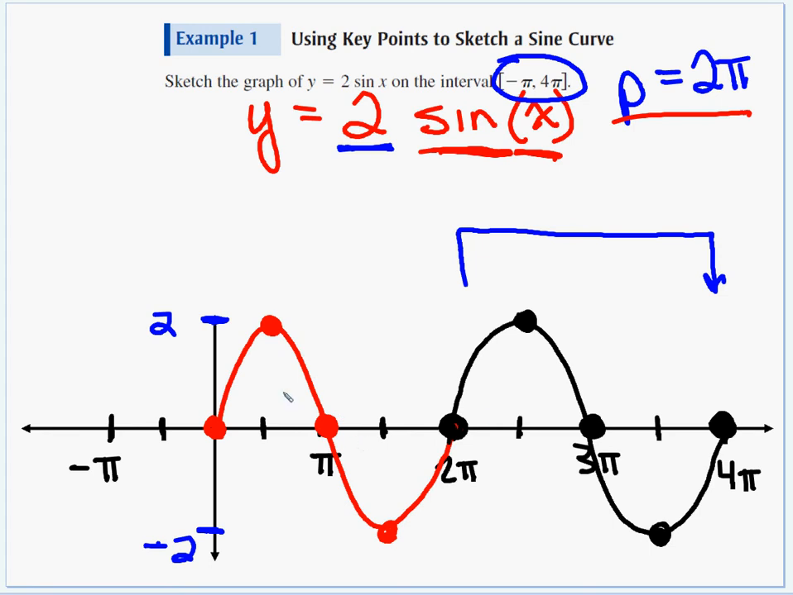So if I'm going to go from this origin, if I was up here at this peak, I'm coming down, that means this one is going to look like that. And that continues with the flow of our sine wave. So that is 2.5 cycles of 2 sine of x.